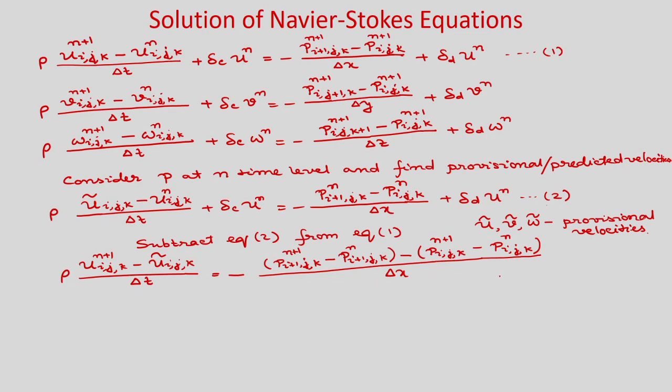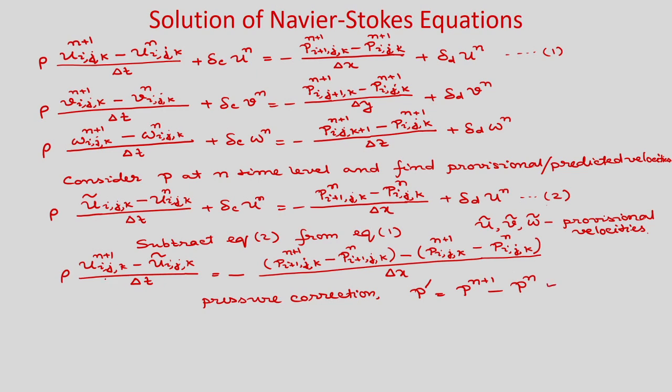Now, let us define the corrected pressure. The difference between the pressure at time level n plus 1 and time level n we will denote as a pressure correction, and this pressure correction you can denote as P prime is equal to P at n plus 1 minus P n. So, at I j k if you write, then it will be just P prime at I j k. If you write I plus 1 j k, then it will be P prime I plus 1 j k.